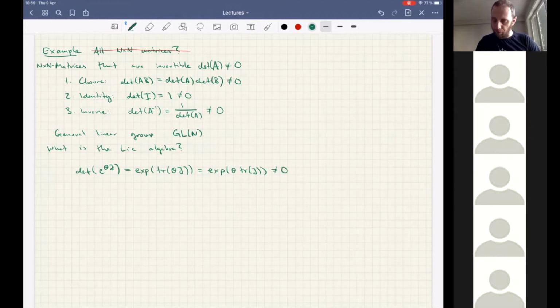But if we take the logarithm of both sides, well, we have the exponent of something, and this is a real number, and the exponent of any real number is non-zero. So actually, this is true for any matrix J. So the Lie algebra is all n by n matrices. And the commutator is the matrix commutator.